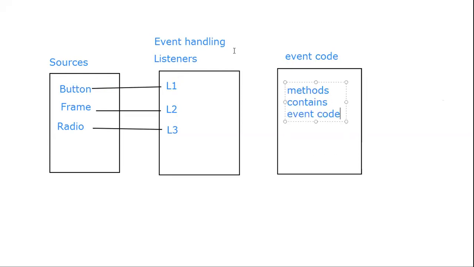So what is the straightforward procedure? It is simple. I am taking the example of a button. When the button generates the event, suppose I click on the button, then that event is transferred to L2. Sorry, that event is transferred to L1. So L1 is the listener for the button. Then the listener accepts that event and calls the appropriate methods to handle the event of the button.